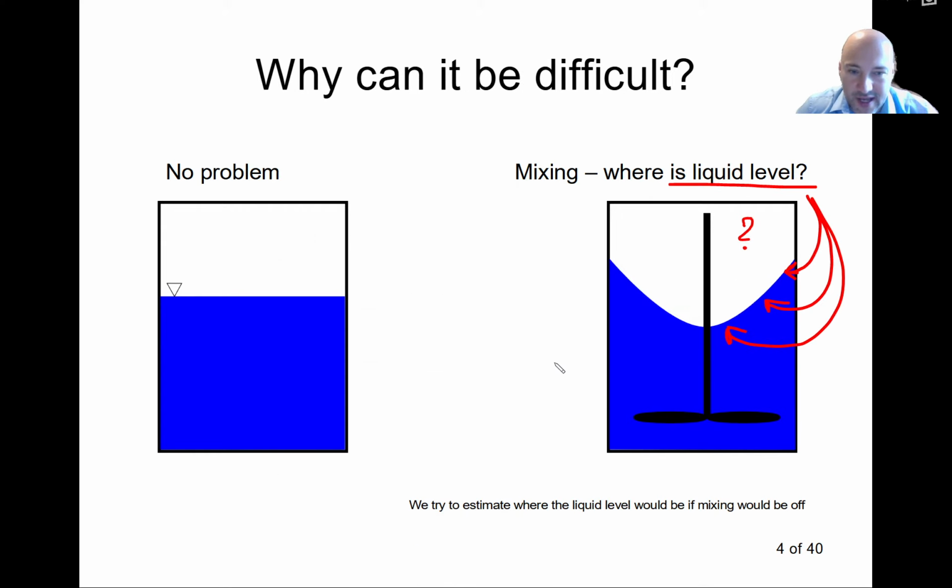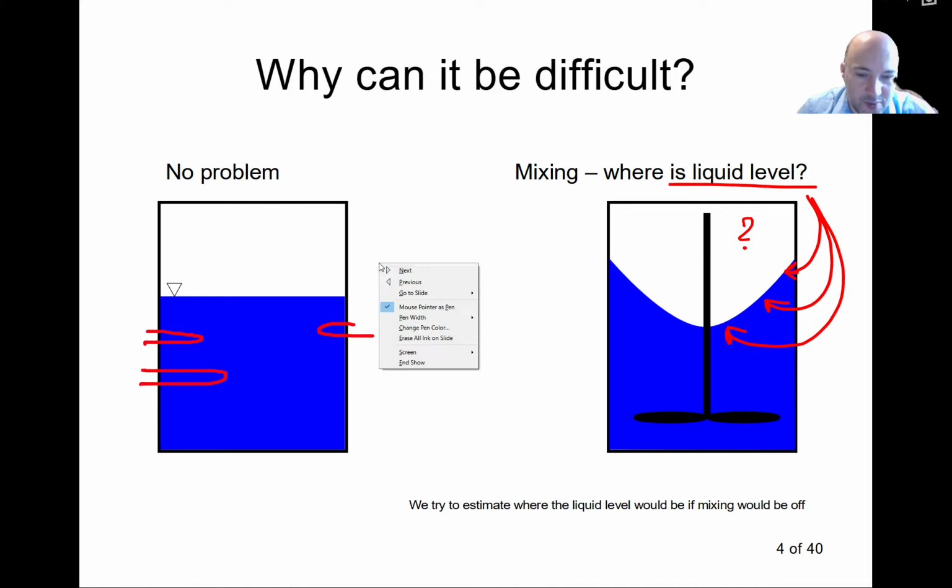Let me start by explaining why liquid level measurement can be difficult in some cases. First of all, it's not a problem at all to measure liquid level if you have a tank with a straight, horizontal liquid level. You're not mixing anything, you don't have any armatures there, you don't have any protrusions from the tank that would be there for, let's say, technological reasons such as temperature measurements and so on. So in this case, of course, it's not a problem to measure a liquid level. Basically any principle can be used in this case.